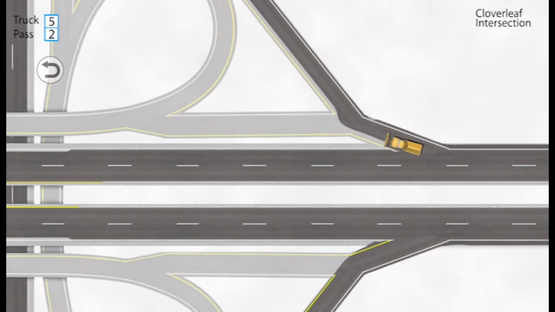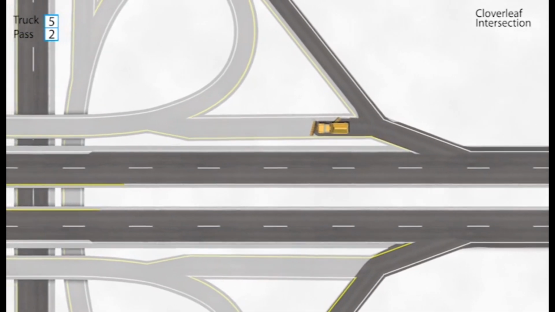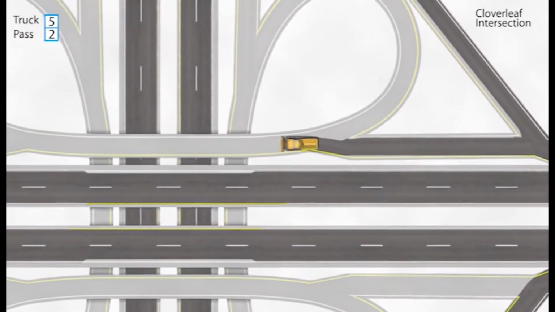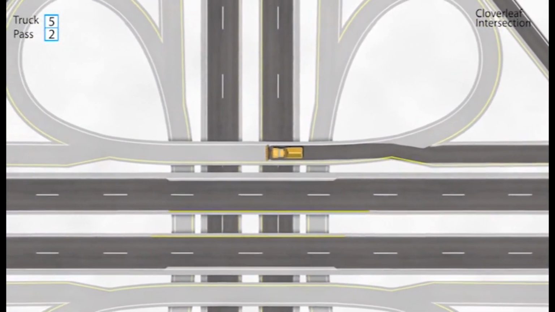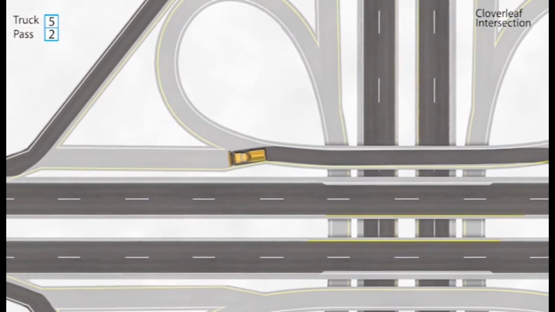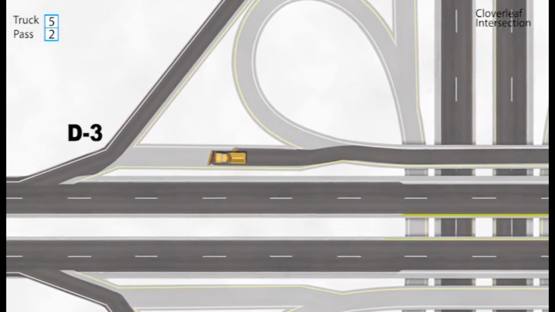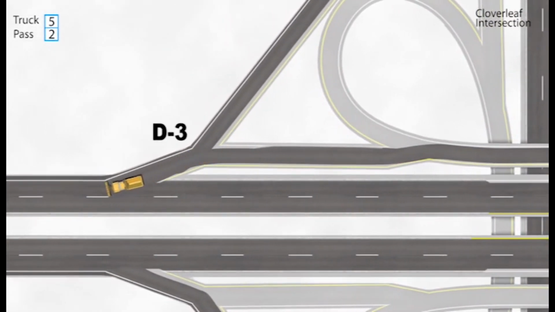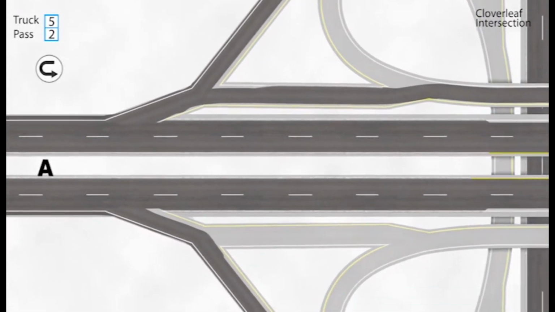It proceeds with front plow angled right and right wing plow extended to point D3. Note: when approaching and passing by the openings to the inner loop ramps, the truck straightens the front plow and retracts the wing plow. This prevents snow from piling up in front of the openings. At point D3, the truck merges onto the westbound main road and proceeds to point A western.